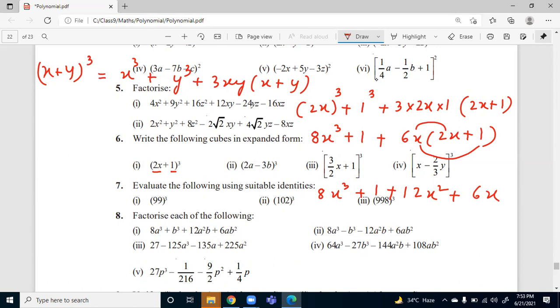Yes, ma'am. So the identity part is very easy if you remember the formula. If you don't remember the formula, then it will be the biggest problem. So please learn each and every identity. Then it will be very easy.